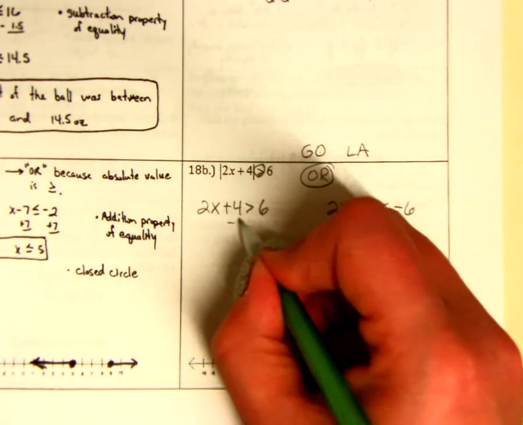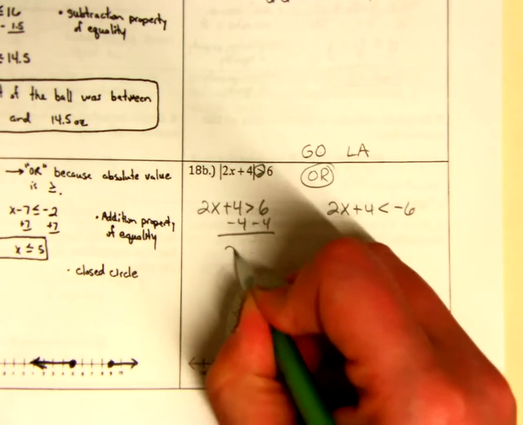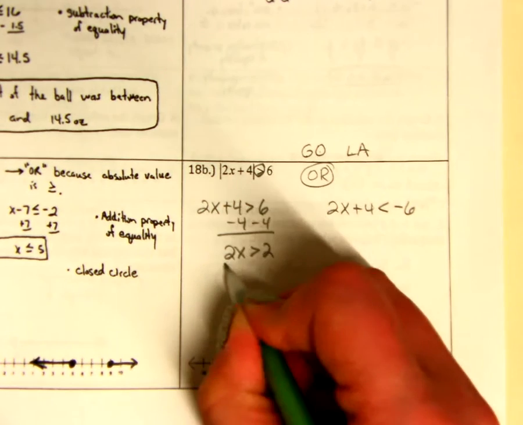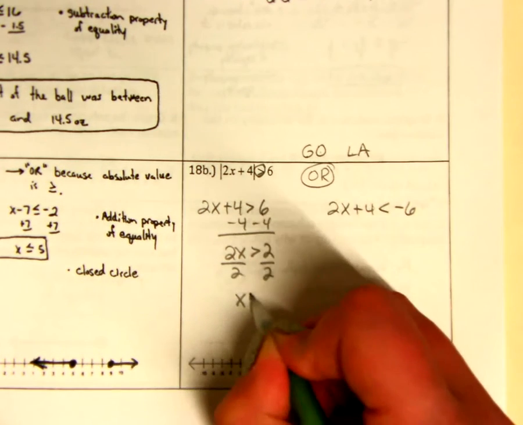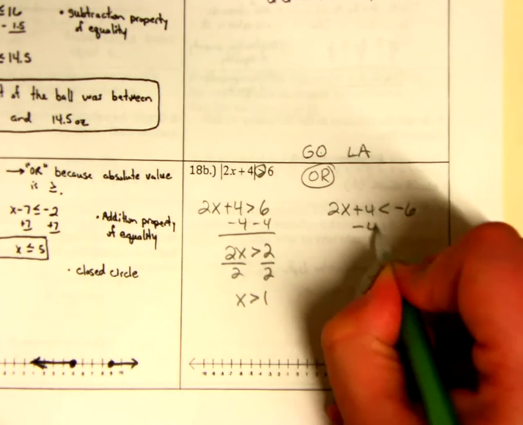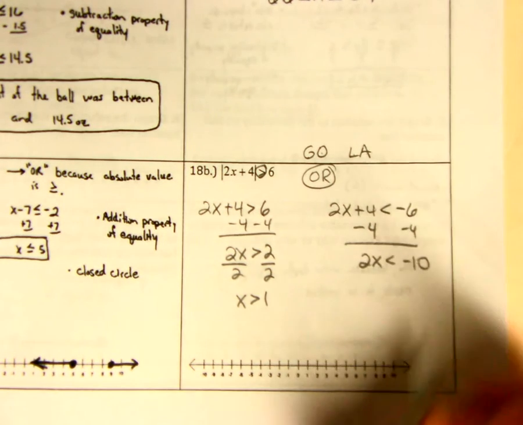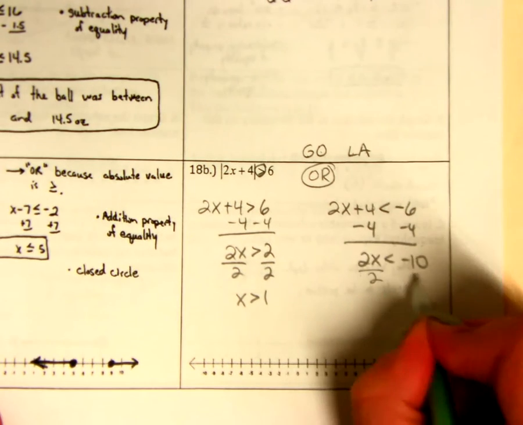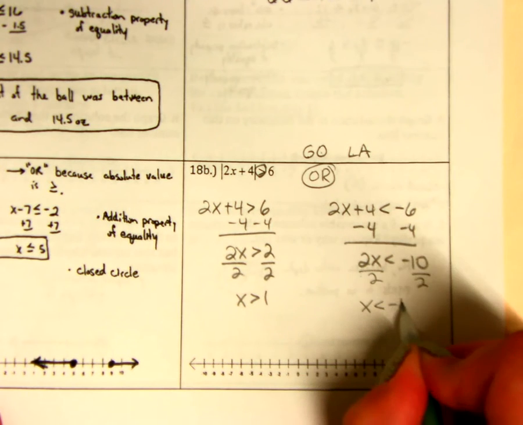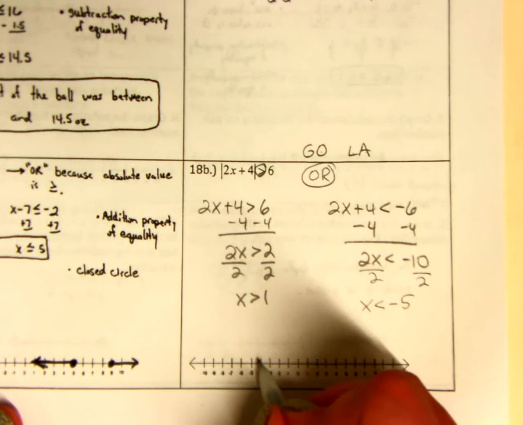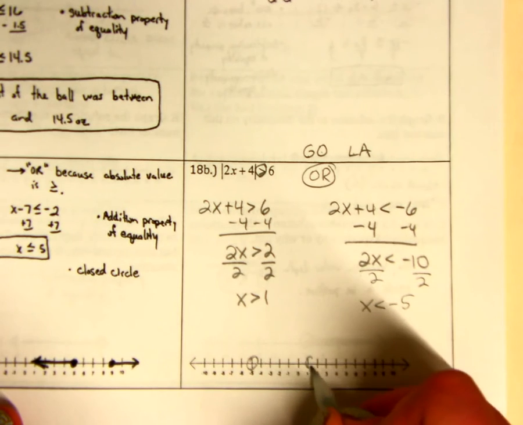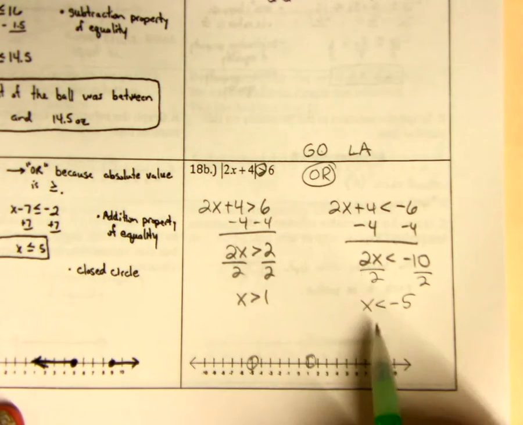Subtract 4 from both sides. 2x is greater than 2. Divide by 2. X is going to be greater than 1. Subtract 4. That's going to be negative 10. Divide both sides by 2, and x is less than negative 5. So we're just going to graph those two. Negative 5, positive 1. Both of them are not included in our answer.